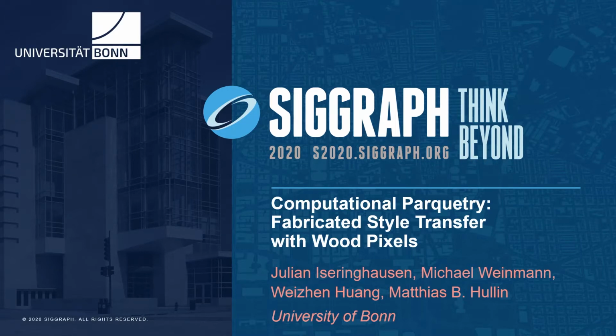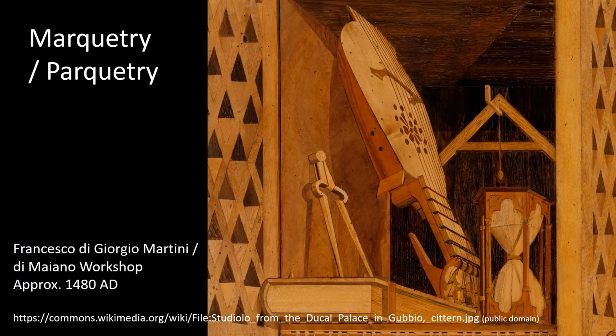In this paper, we are revisiting marquetry or parquetry, which is the art of arranging pieces cut from materials such as wood, stone or metal. Here we see a still life from Italy around the 15th century AD, but the origins of this art form date back much further than that.